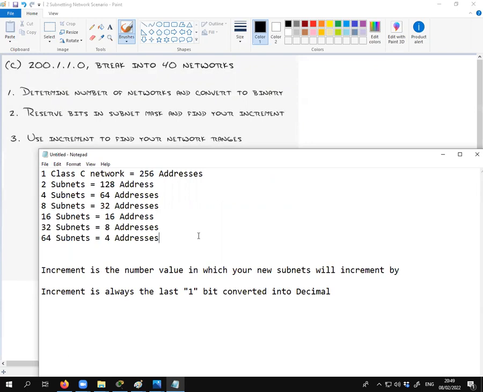So we need to go as far as? Yeah, that's where we need to finish. 64 subnets, 4 addresses. Because the only thing that satisfies the requirement of 40 subnets is 64 subnets, 4 addresses. With 32 subnets, we're short of 8 networks. So we need to get as far as here. Is that right? Yep. Okay.